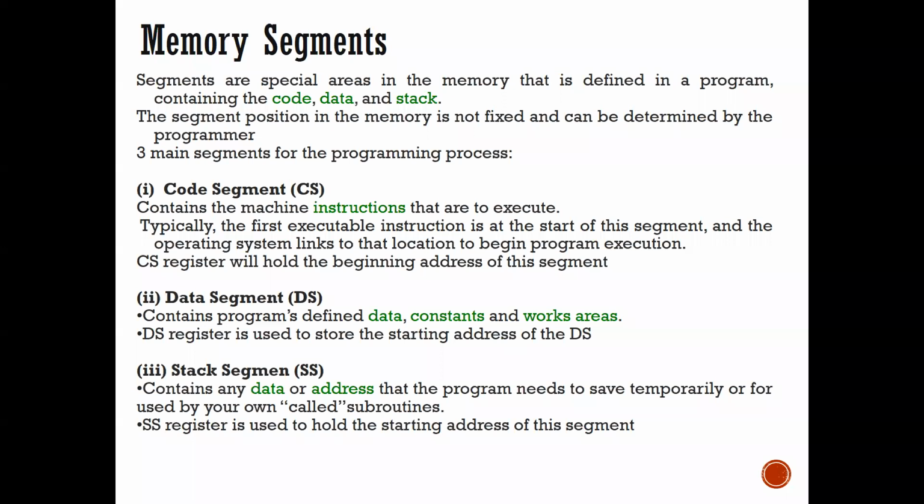Memory segment. A segment is a special area in memory that is defined by a program, containing the code, data, and stack. The segment position in memory is not fixed and can be determined by the programmer. Three main segments for the programming process. First, the code segment contains the machine instructions that are to execute. Typically, the first executable instruction is at the start of the segment and the operating system links to the location to begin program execution. Number two, the data segment contains program defined data, constants, and work areas.